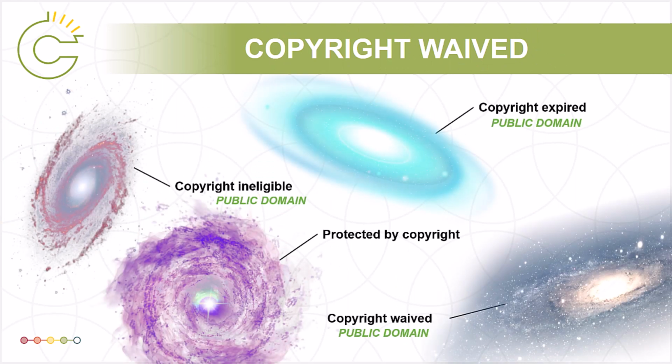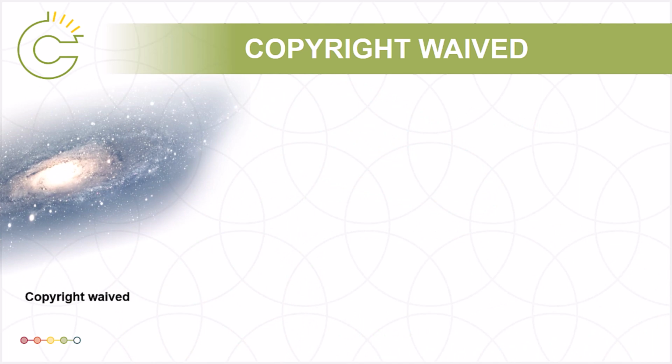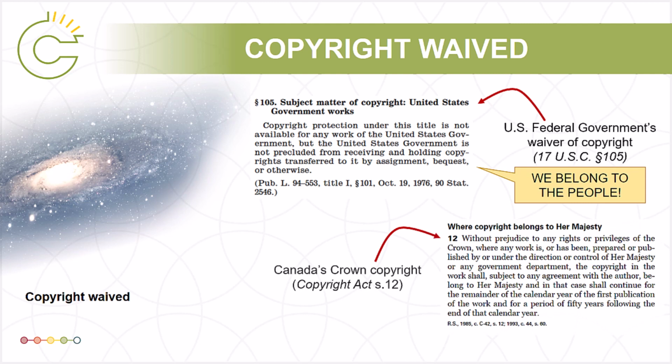The third category of materials in the public domain are works where the copyright protection has been waived. In general, this category can be more difficult to assess. Some countries waive copyright protection for some types of government works. For example, most federal government materials in the United States are in the public domain. However, all government works in Canada are protected by Crown copyright until 50 years past their year of publication.